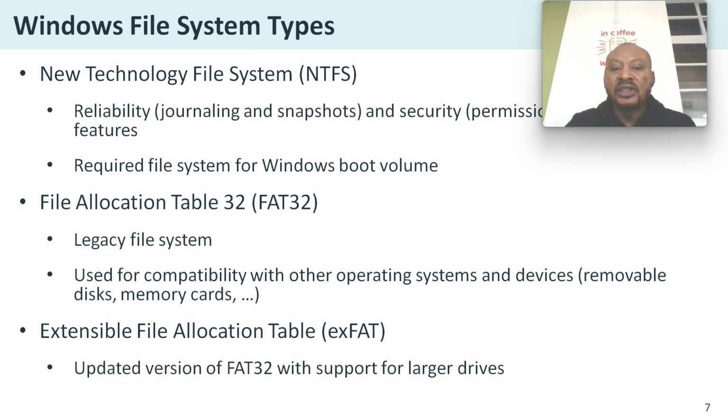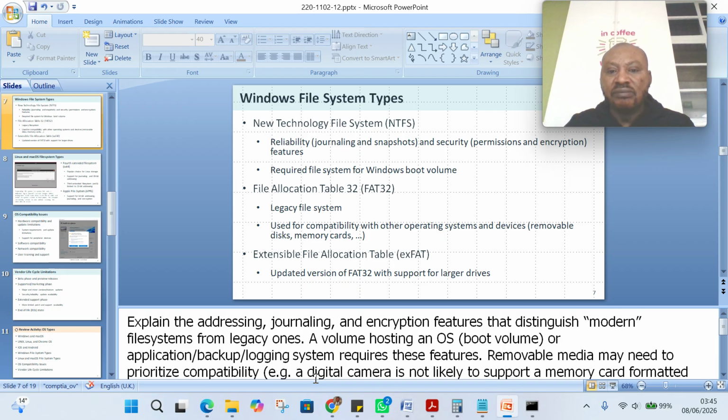extensible file allocation table. So this extensible file allocation table is used more like a Linux-based file system. They call it extensible file allocation table. It's more like a Unix-based file system. All right. So, it's an upgraded version of your FAT32. So these are files that you could see more in the Linux environment, they use it, right?